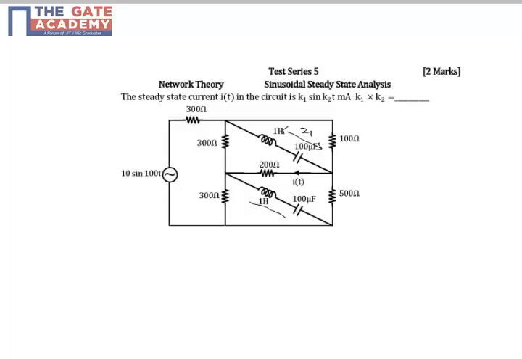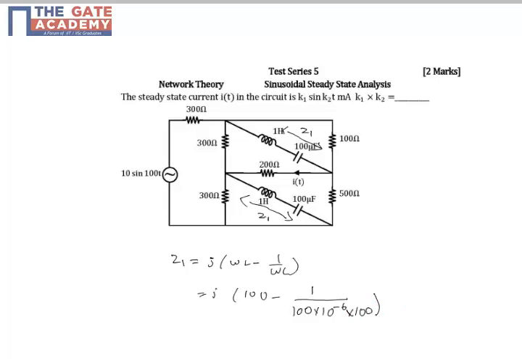They are identical. I will call them Z1. So first let us find the impedance of Z1. It is j into omega L minus 1 by omega C. So it is equal to j into 100 minus 1 by 100 into 10 power minus 6 into 100.